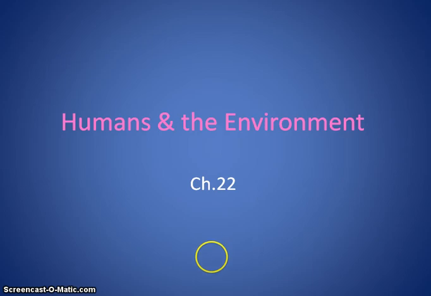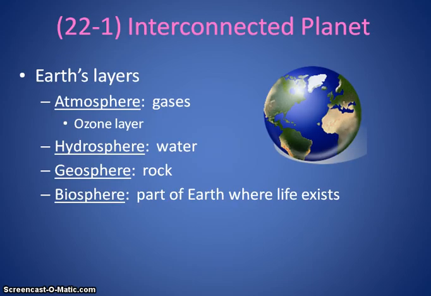Chapter 22 is on humans and the environment. Chapter 22, Section 1, talks about some different layers of the planet. So, the atmosphere, which makes up all of the gases, including the ozone layer. The hydrosphere, which is when we are talking about water, which is about 70% of the Earth.